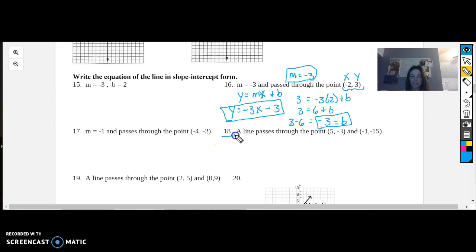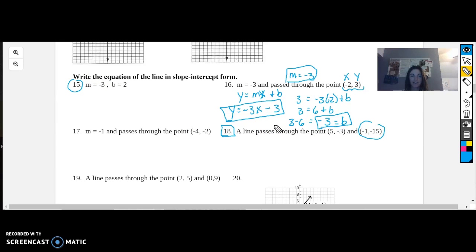For something like 18, you'll have to find the slope first, and then you can use one of these points in the way I just used it to find your b value. Something like 15 should be very easy. So that is a great place to start.